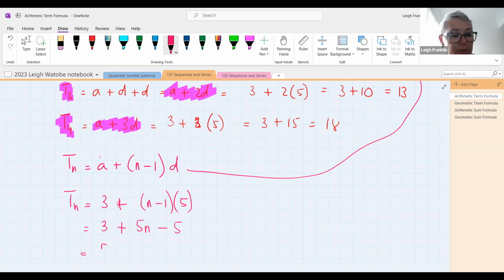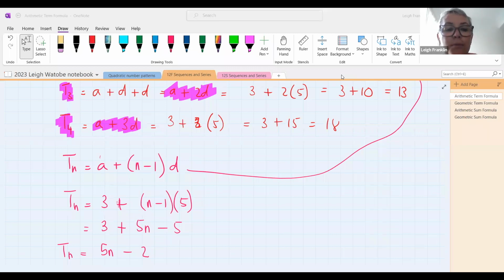So what I'm going to do is bring my n term to the front, and I'm going to say 3 minus 5 gives me negative 2. So that's where we get the nth term from: Tn equals 5n minus 2. Can you see how it has been simplified? Okay, so let's just have a look. Everyone's saying 3. All right, yeah. So yes, Yolanda's absolutely 100% right, okay?